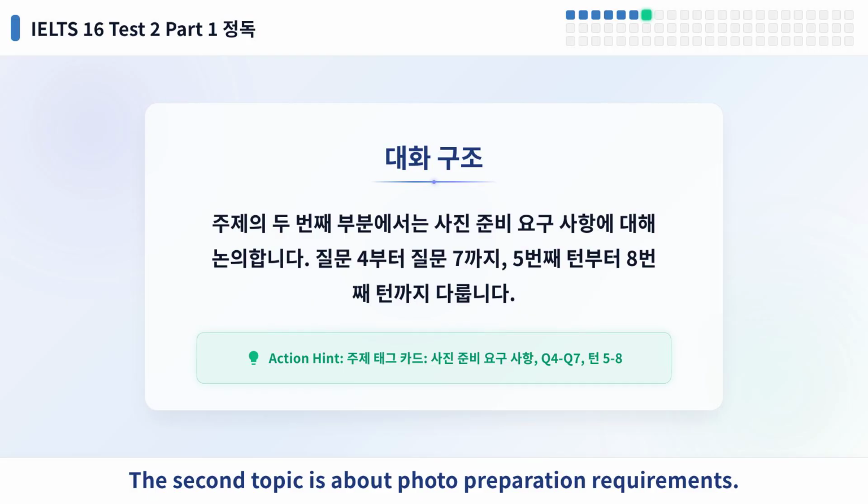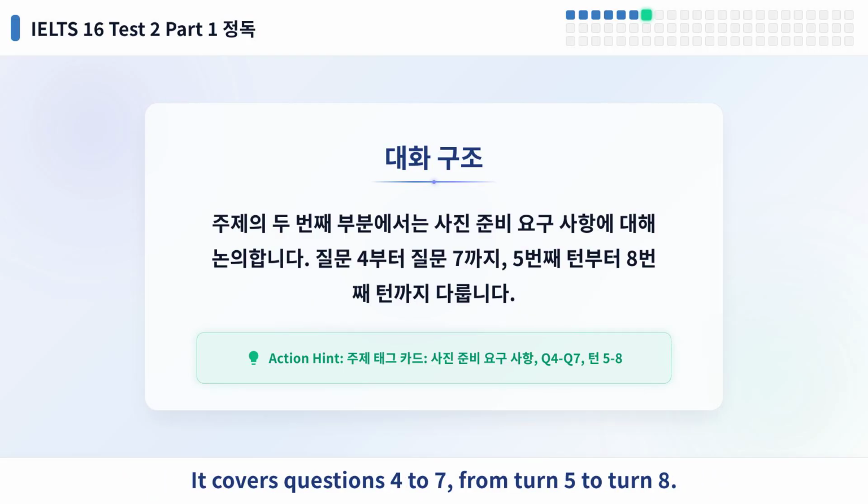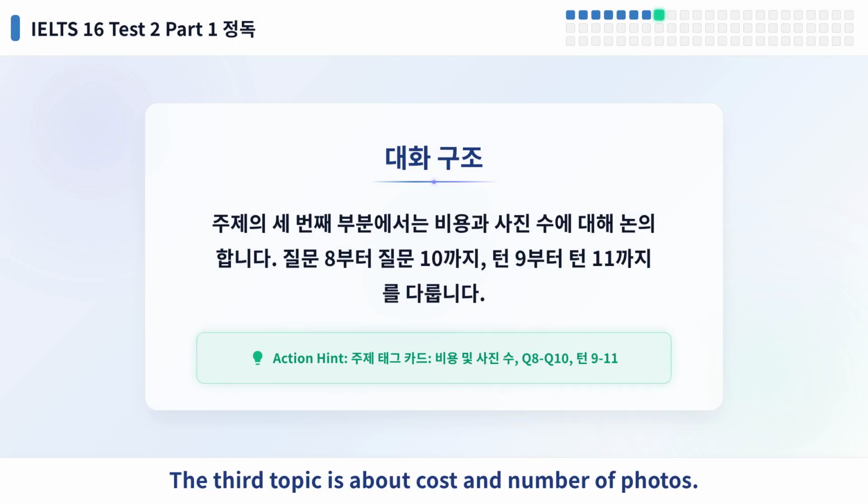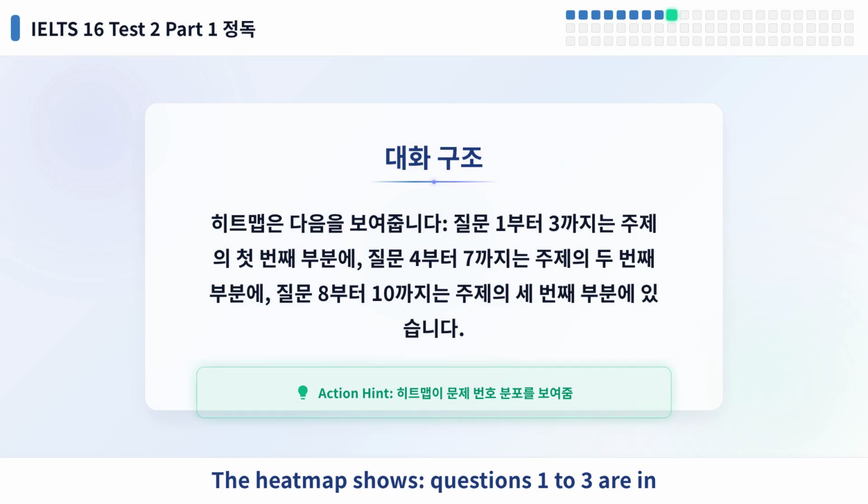The third topic is about cost and number of photos. It covers questions 8 to 10, from turn 9 to turn 11. The heat map shows questions 1 to 3 are in topic 1, questions 4 to 7 are in topic 2, and questions 8 to 10 are in topic 3.